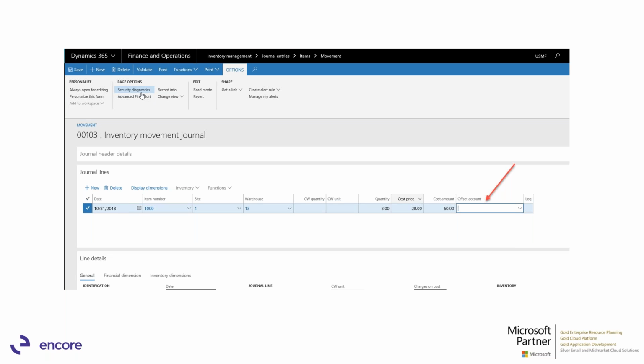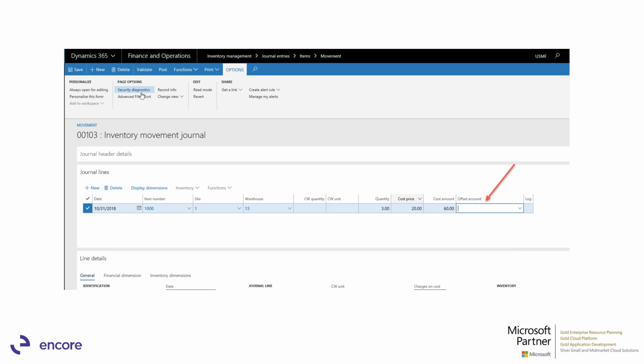So on the screen now, you're seeing an example of the movement journal lines form, and you can see that you're entering all the same information that you would be entering on an inventory adjustment journal: the posting date, the item number, the inventory dimensions as far as the site, warehouse, bin location if applicable, and then any kind of product dimensions if you're using them. Then you're entering the quantity. Cost price works the same way it would work on adjustment or counting journals. And then there is the field for the offset account that you are able to select.